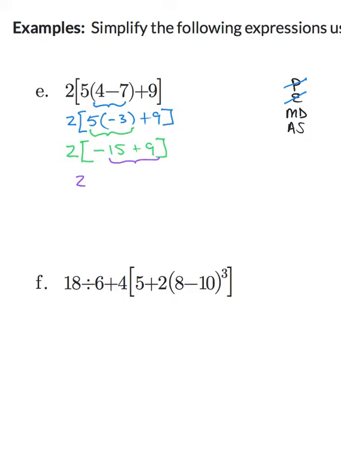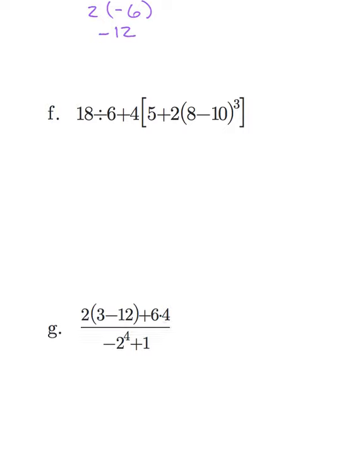negative 6. Now, if you don't like the square brackets, what you can do is go ahead and use parentheses. Because remember, square brackets, that's all it means, is another way to write parentheses. So now we're down to our last step. We want to do 2 times negative 6, gives us negative 12. And we're done.